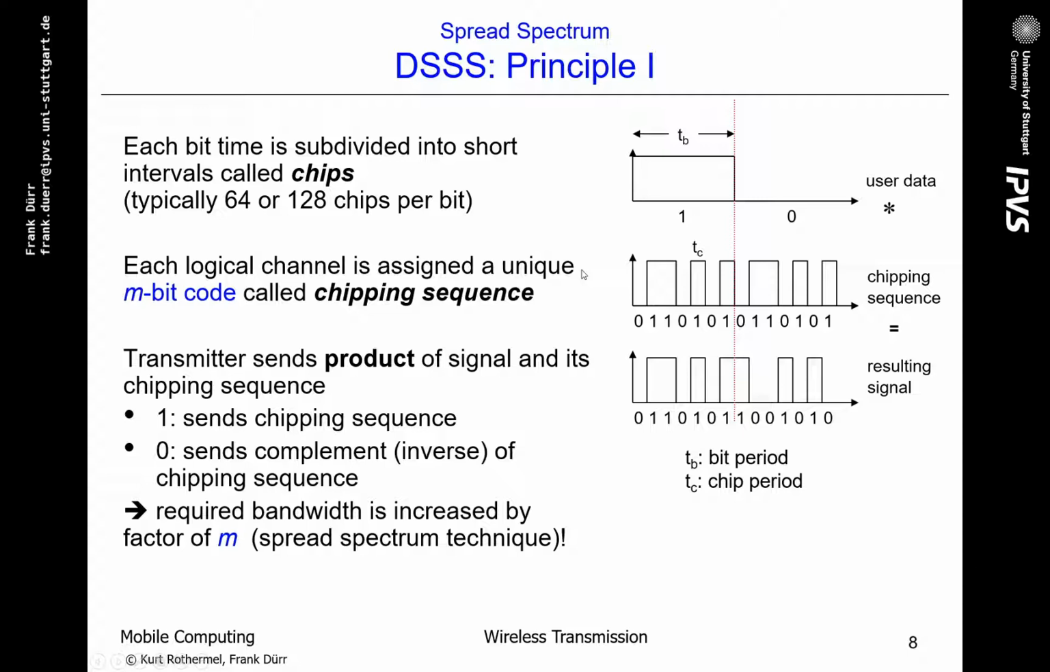Okay, so this process is then called spreading because we spread a single bit to an m bit chipping sequence, here in that example to 7 bits. So we need seven times the bandwidth to send the spread signal in comparison to the low bandwidth original signal, which is consisting then of the bits. Okay, so that's the basic idea.